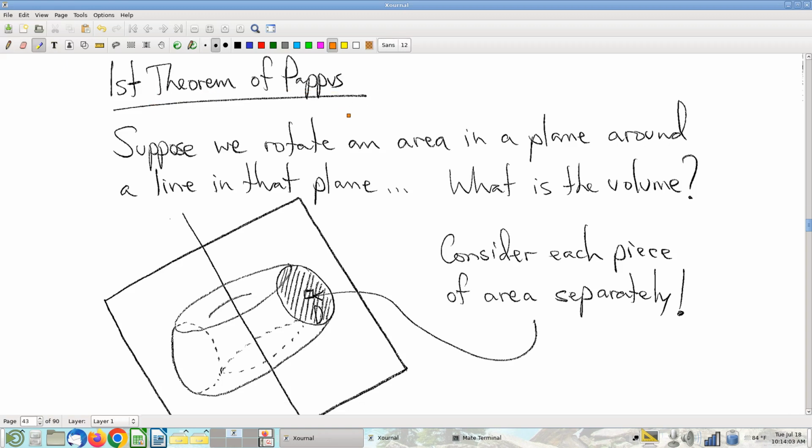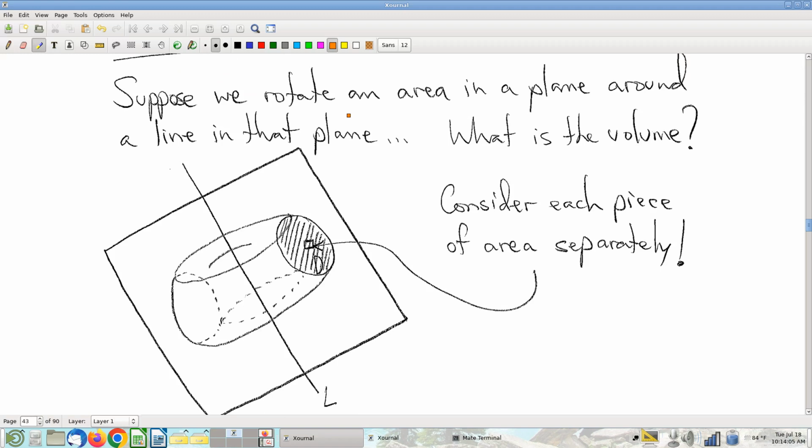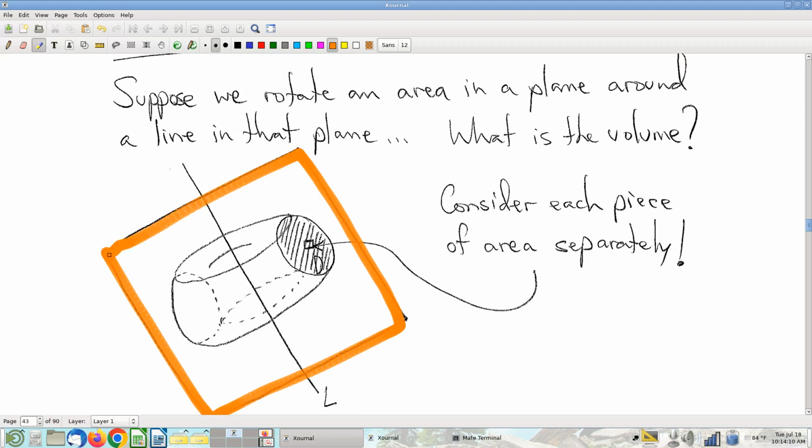Okay, so it's a really clever idea. It goes like this. Suppose you have a plane, and you have an area in that plane, and then you have a line also in that plane, and very importantly, I need all of the area to be on entirely one side of the line. The line is not allowed to cut through the middle of the area. Okay, so here's our picture. Is everybody on board with the picture?